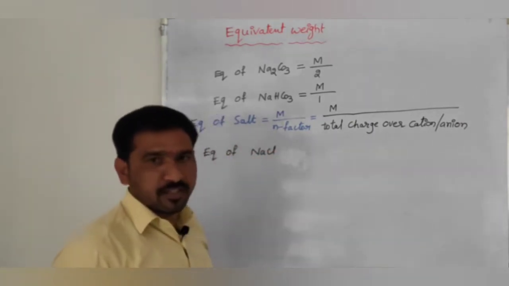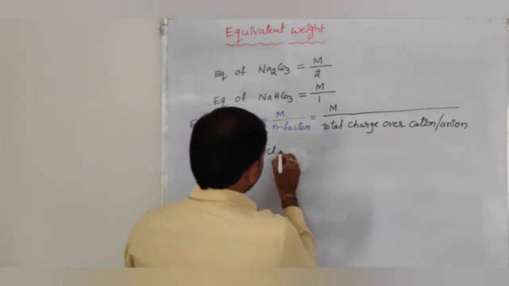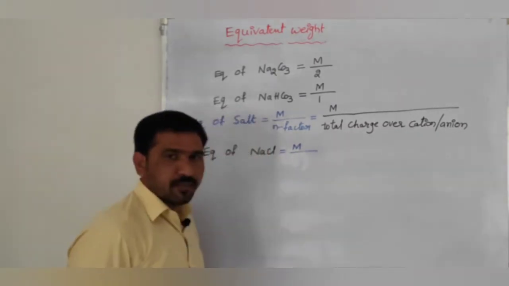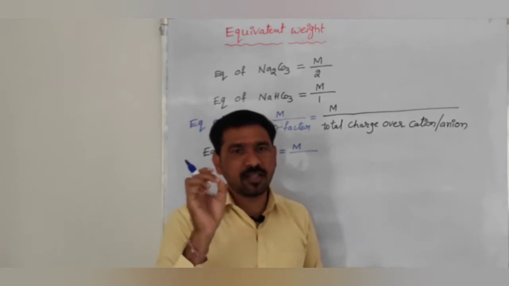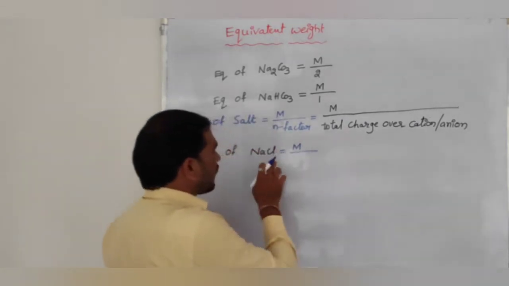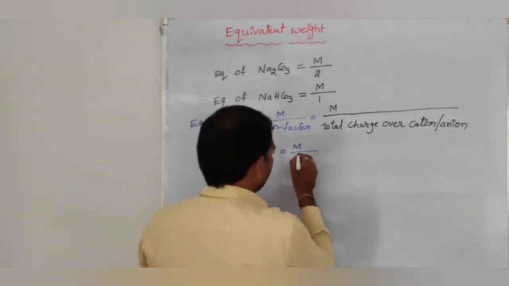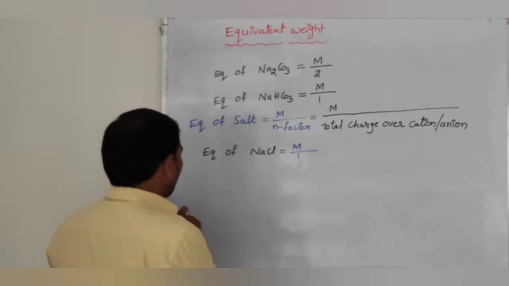Equivalent weight of NaCl is equal to molecular mass M divided by n factor. Here NaCl dissociates as Na+ and Cl-. Therefore, the charge over the cation is 1, or the charge over the anion is also 1. Like that we can take 1. Is it clear, beta?